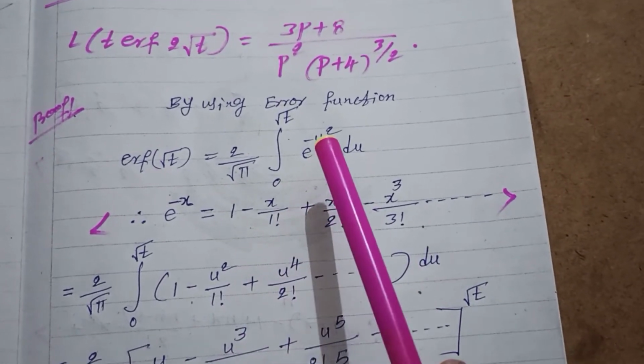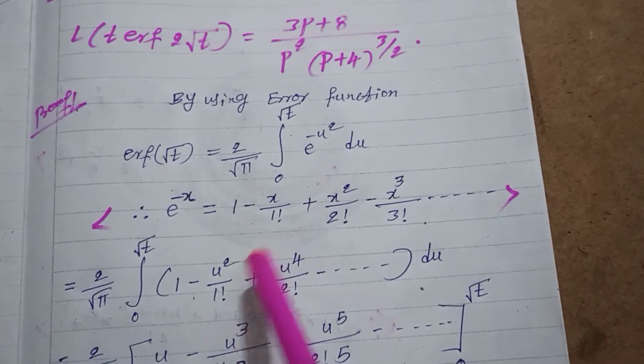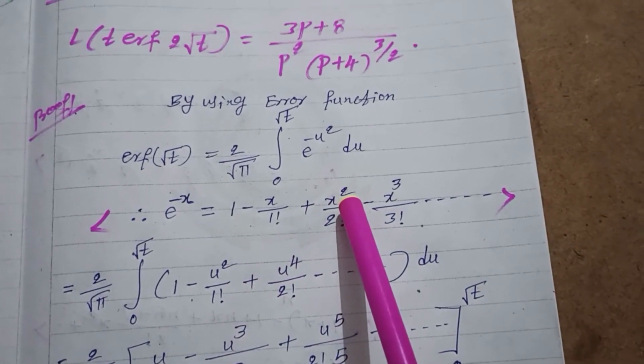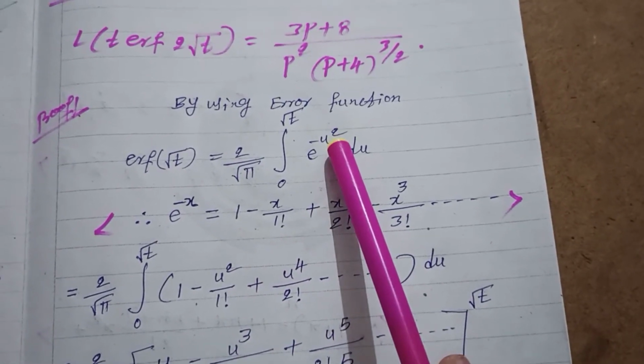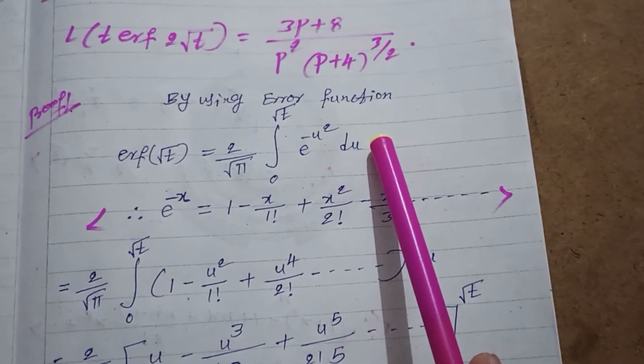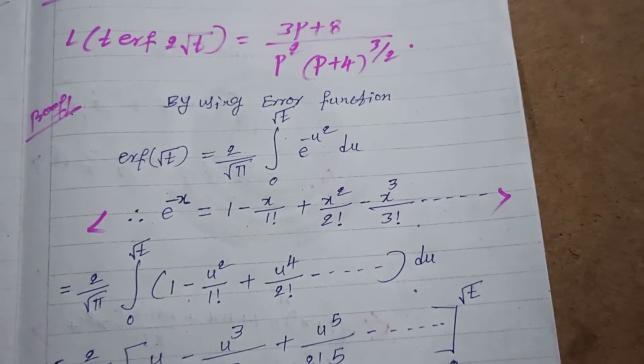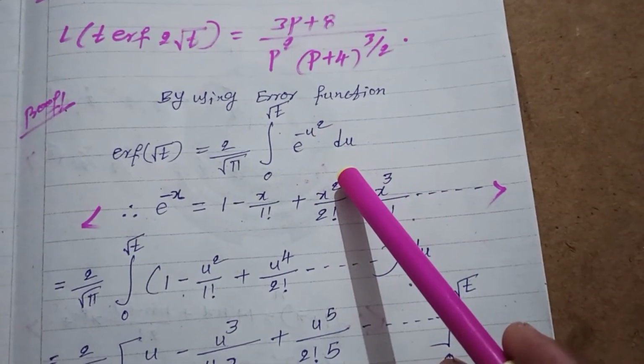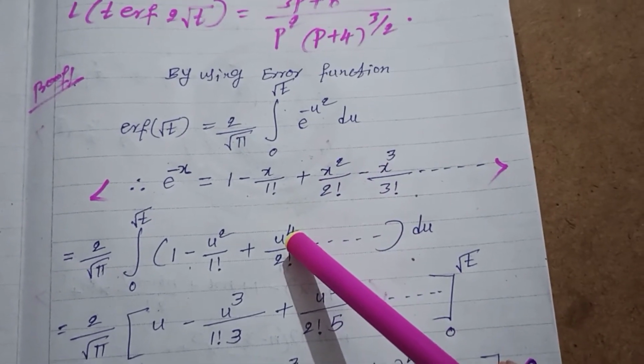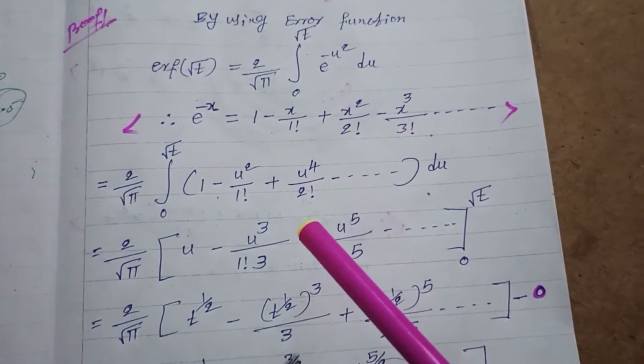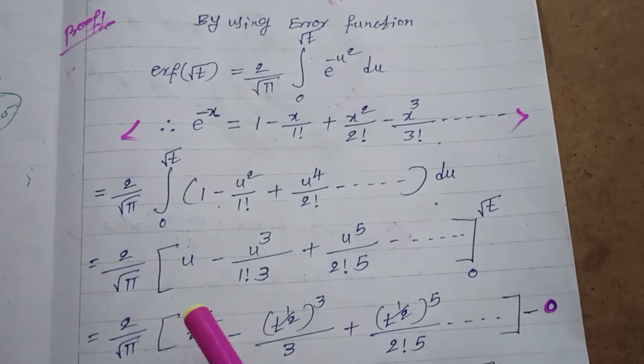See here, x is u square. So x square means u square whole square. That's why you will get here u power 4 by 2 factorial.